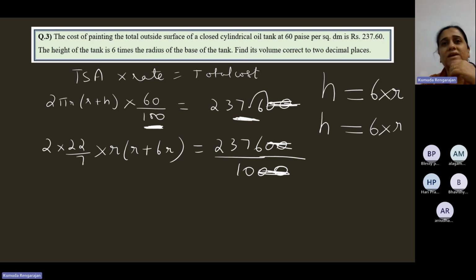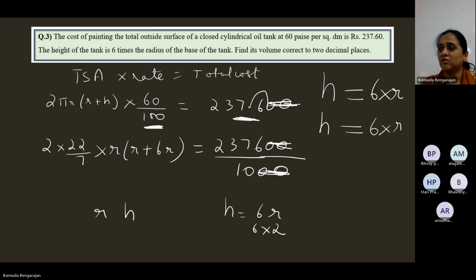So to find the volume of the tank, you need two values, radius and height. You need h. Now r, working this, you can find r. And once you find r, we know h is equal to 6r, no? So supposing r is 2, 6 into 2, 12 is height. Now you have the values of r and h. And the formula to find the volume of a cylinder is pi r square h. So substitute in this formula and find the volume.